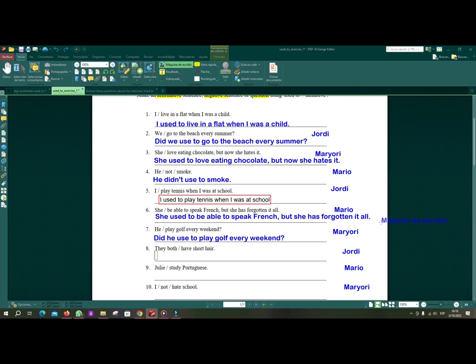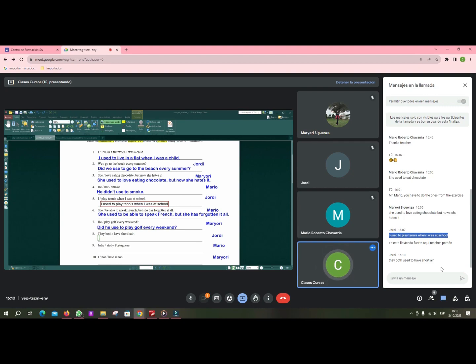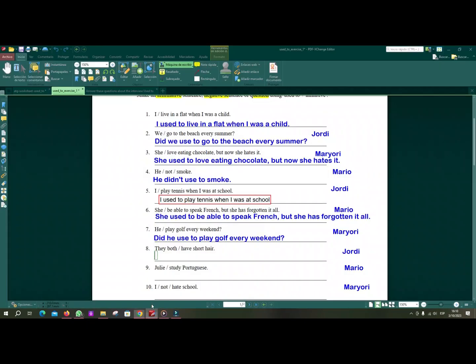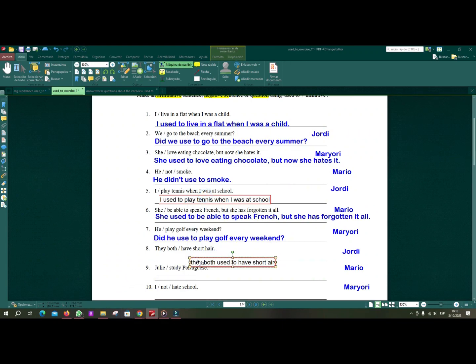What about 8? Okay, don't worry. That's okay, Mr. George. Don't worry. So they both used to have short hair. Excellent. That's amazing. So let me copy that one also. Don't forget to write a capital letter at the beginning, Mr. George. So let's see. Okay, there you have that. They both used to have short hair. That would be that one.